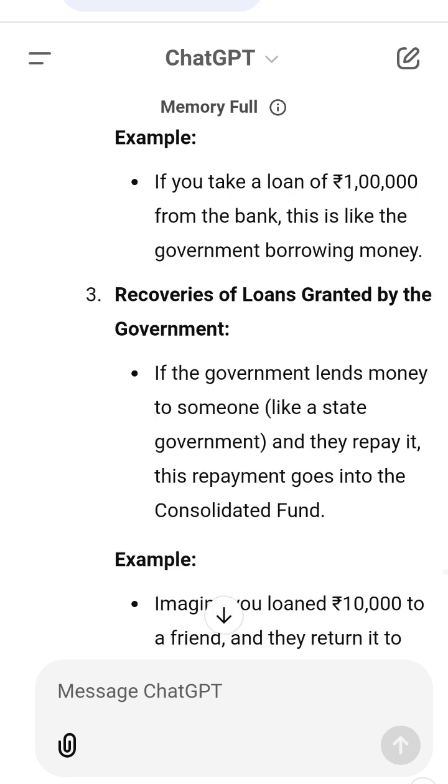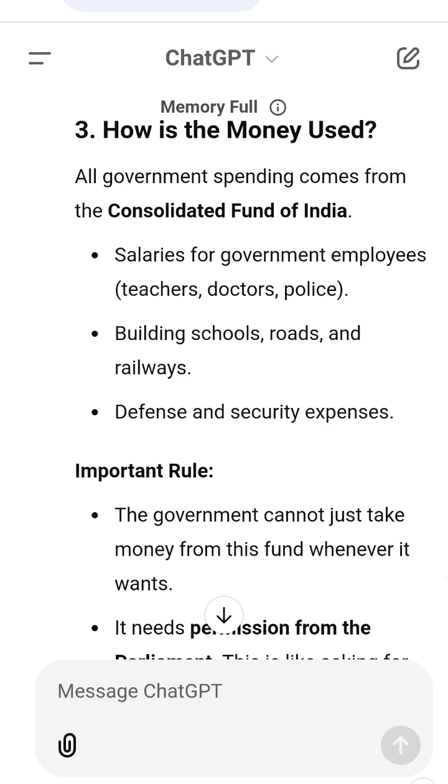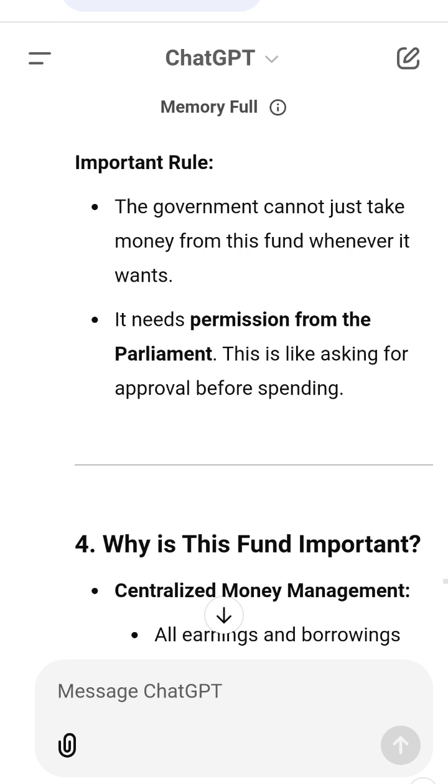A simple example to understand. Imagine your family budget. All your salary, loans and returned money from friends are kept in one account. You use this account to pay rent, buy groceries or save for future needs. But you can't spend without first discussing it with your family, like the government asking the Parliament for permission.